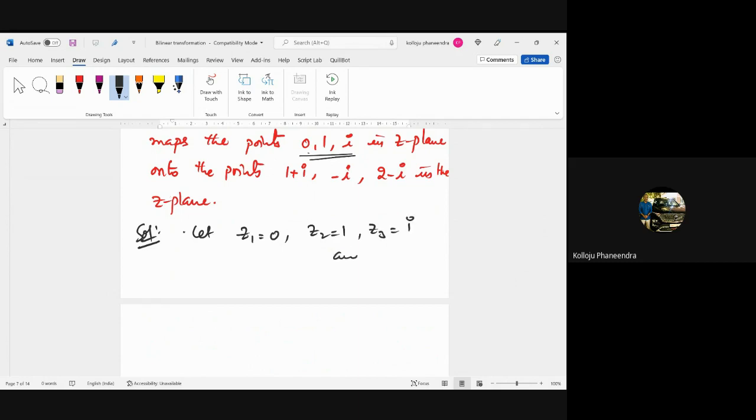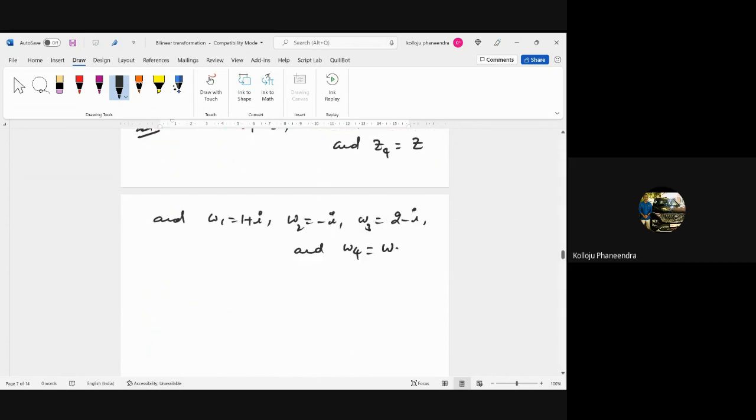And the Z4 point is not there. Always put Z4 equal to Z. W1 equal to 1 plus I, W2 equal to minus I, W3 equal to 2 minus I. These are the points on the W plane, and W4 equal to W.